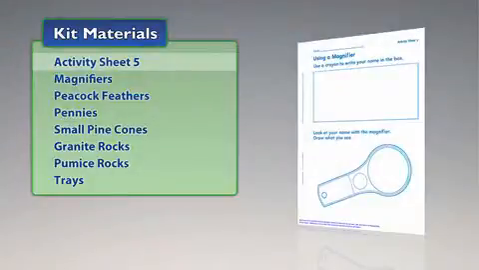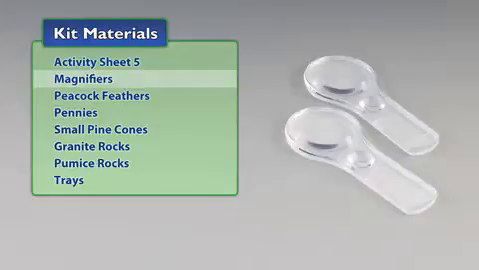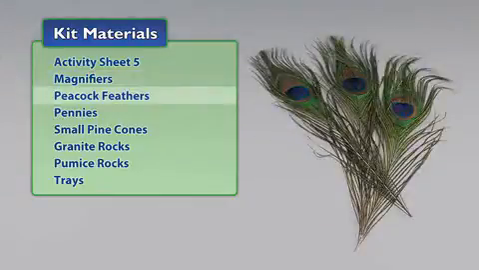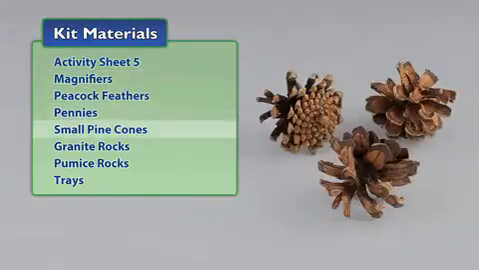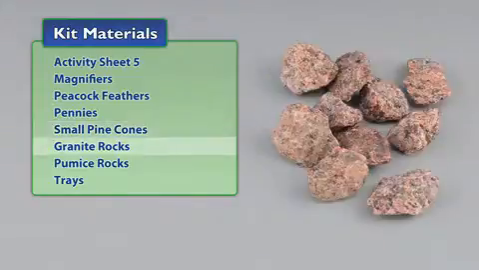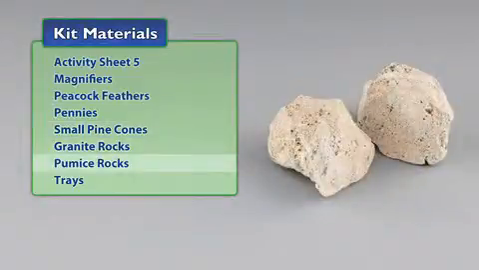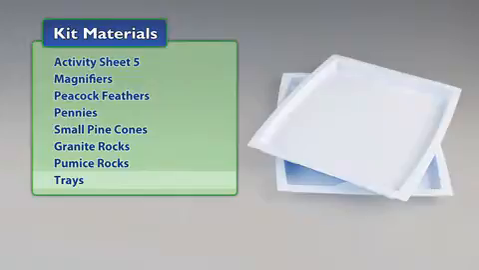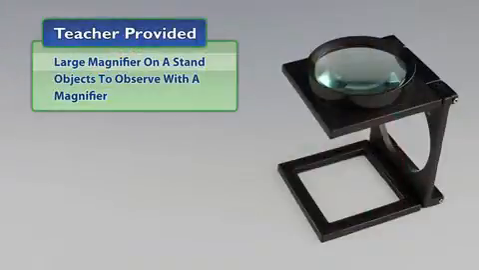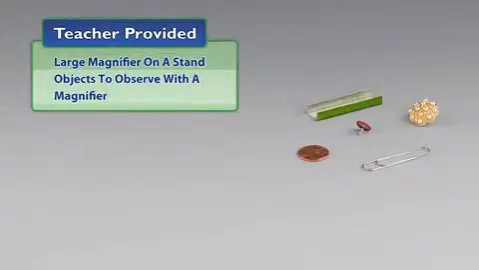From the kit, you will need Activity Sheet 5, magnifiers, peacock feathers, pennies, small pine cones, granite rocks, pumice rocks, and trays. You will also need to provide a large magnifier on a stand and objects to observe with a magnifier.